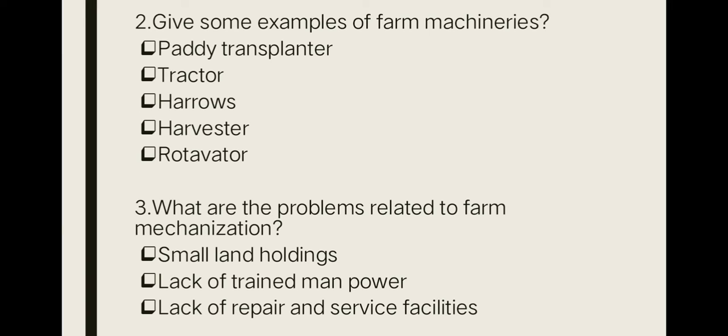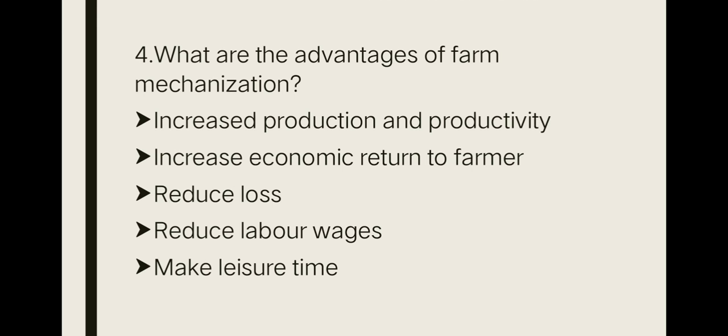Farm mechanization mainly includes farm machineries. So paddy transplanter, tractors, harrows, harvester, rotavator. What are the problems related to farm mechanization? Small land holdings, yes, because it is not economical for those farmers. Lack of trained manpower, lack of repair and service facilities. Yes, in rural areas this is a major concern because service and repair facilities are not available for every machine part.